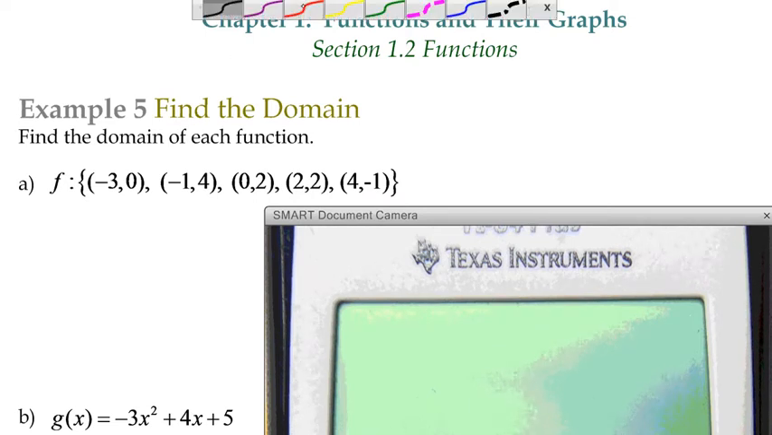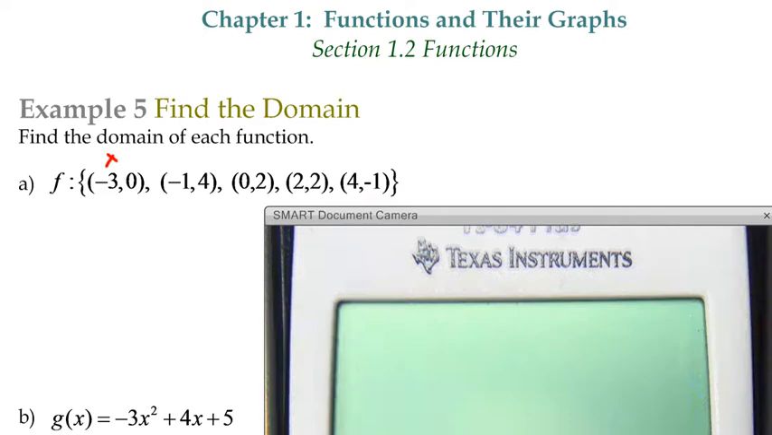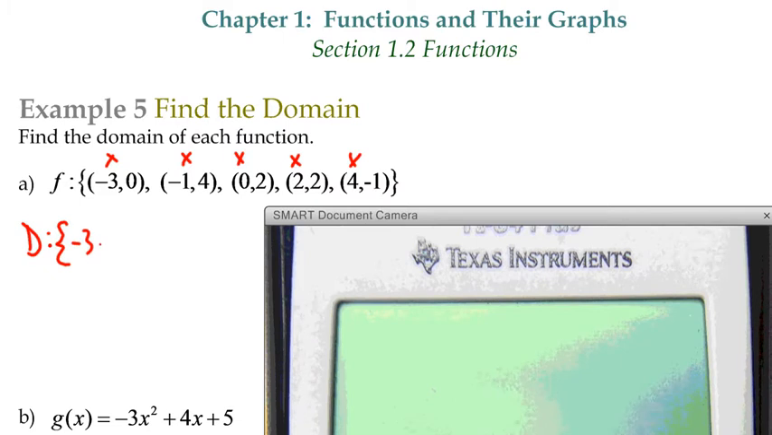And we learned in the beginning of this section that the domain means all of your x values, right? So all of your x values are your domain. So what we do is we say the domain is, and then we use these little squiggly brackets, which means that it's a set. It's a set of numbers. That's what these squiggly brackets are. So we put -3, -1, 0, 2, and 4. And that's the domain. That's all it is, right? Because that's what the domain means, is all of the x numbers.